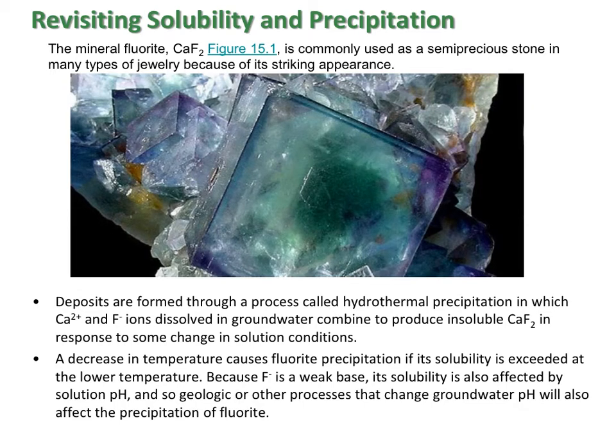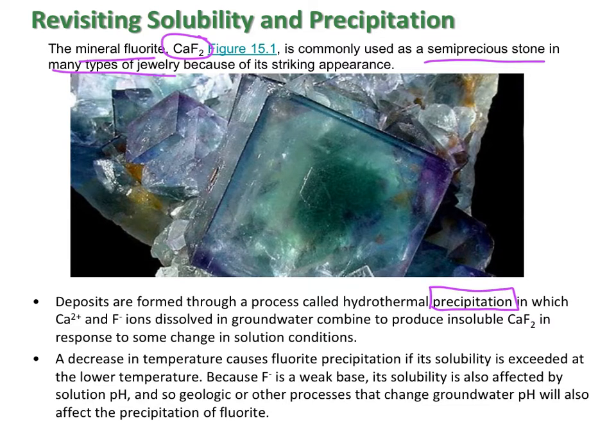So this really nice colored, pretty, shiny jewel is a mineral fluorite. Specifically, it's calcium fluorite. And it's commonly used as a semi-precious stone in jewelry because of how it looks. And many of these stones, and this one, are formed through precipitation. So you've probably heard this word before.